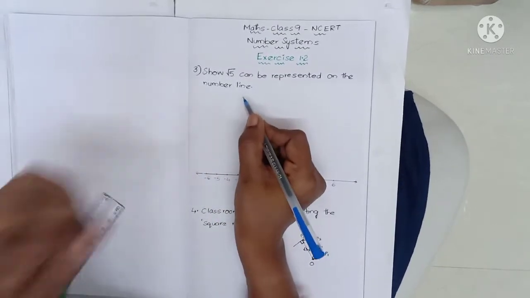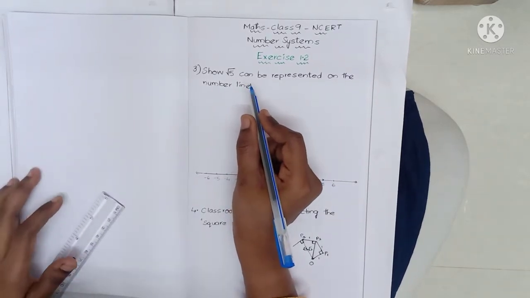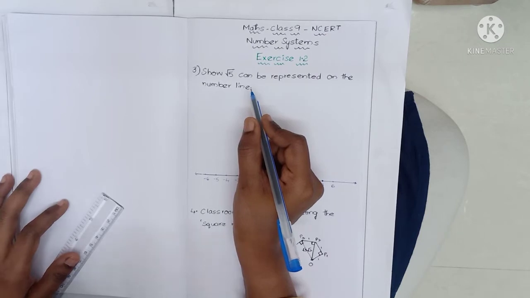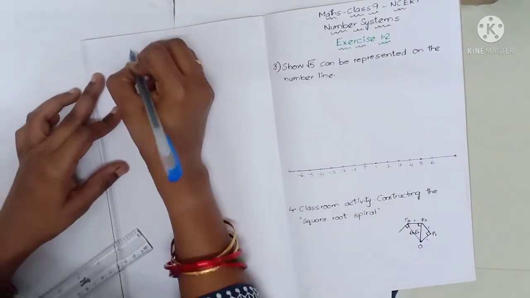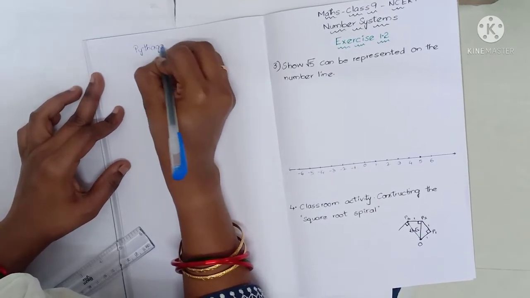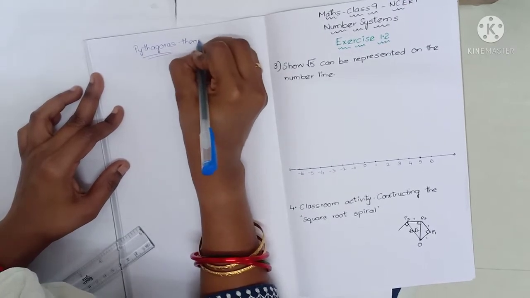Okay children, we solved a similar problem in our examples. Do you remember, children? We drew root 2 and root 3 and we represented them on the number line. How did we do it, children? Which theorem did we use? Yes, we used the Pythagoras theorem.